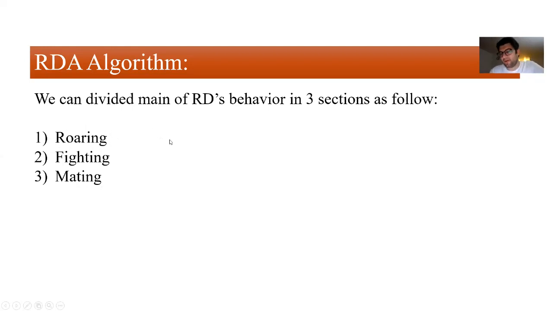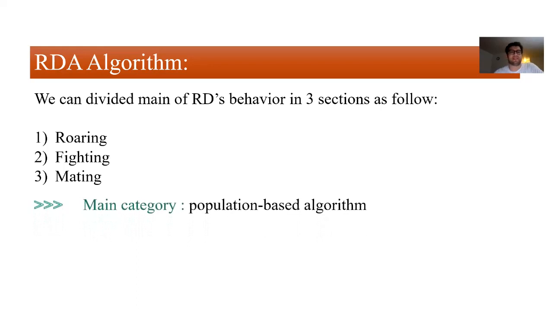In a breeding season, male red deers roar loudly and repeatedly. They try to fight with other males to be a commander, and then these males would be a commander. They want to increase their territory and increase their hinds in their harem. They create a harem, and they want to have more hinds. Hind is a female red deer.